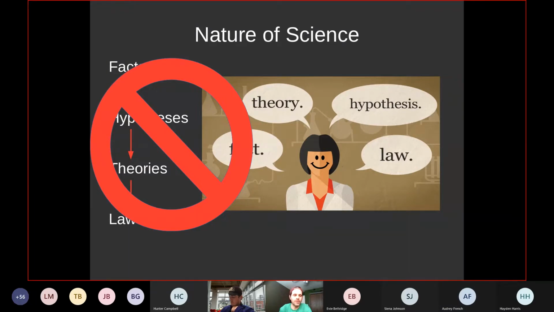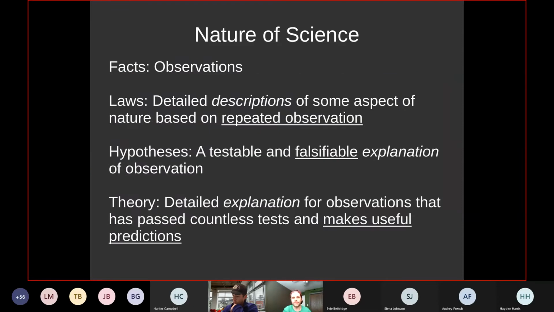I'm glad you admitted this. Most people don't know the difference between a theory and law, and they think they do, which is a dangerous place to be. Okay. This is not the nature of science. We don't move from facts to hypotheses to theories to laws. These are all very different things. And so you're onto a very important question. Here's how we define them.